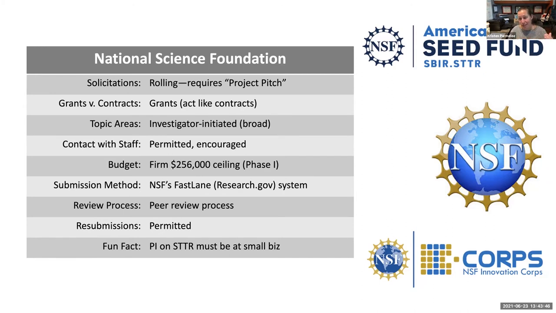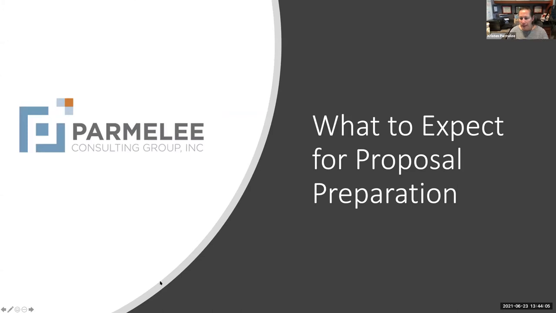So typically that means if you're a faculty member and you have a startup and you want to submit to NSF and you want to be the principal investigator without leaving your faculty position, that's not going to work. You can be on the project as a co-investigator, but you're going to have to find somebody else to be the principal investigator. All right. Any questions so far on that?